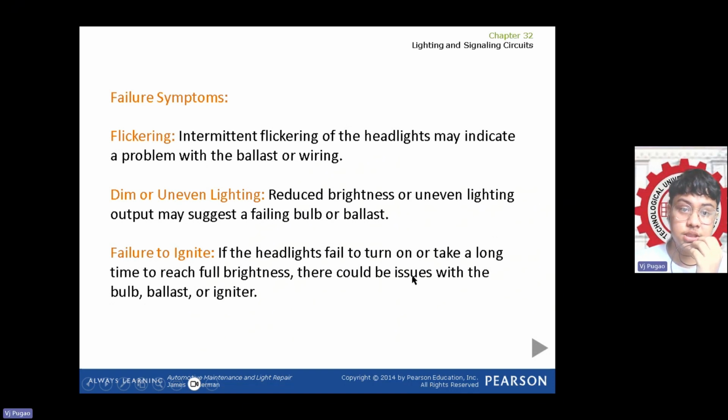The failure symptoms. Flickering: intermittent flickering of the headlights may indicate a problem with the ballast or wiring. Dim or uneven lighting: reduced brightness or uneven lighting output may suggest a failing bulb or ballast. Failure to ignite: if the headlights fail to turn on or take a long time to reach full brightness, there could be an issue with the bulb, ballast, or igniter.